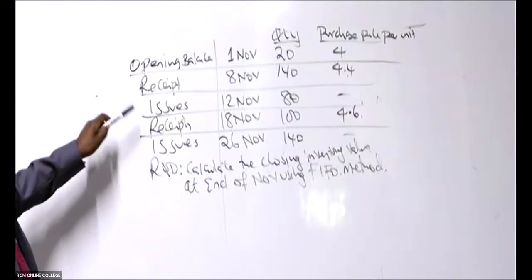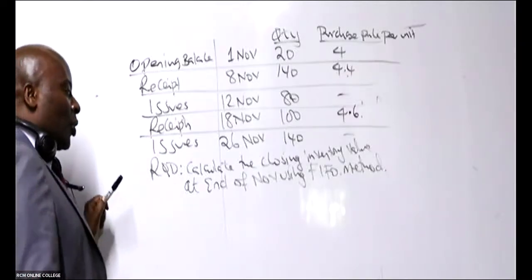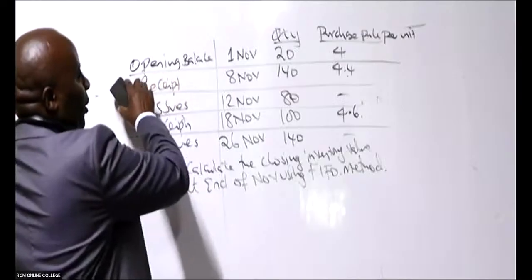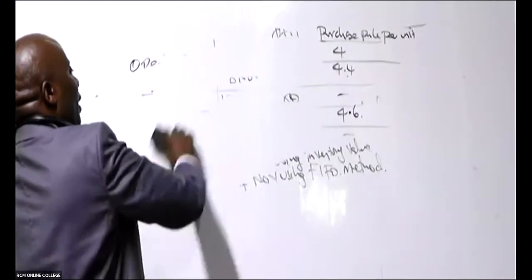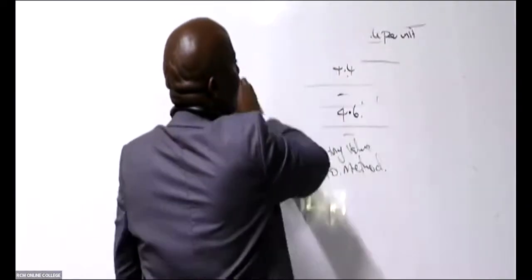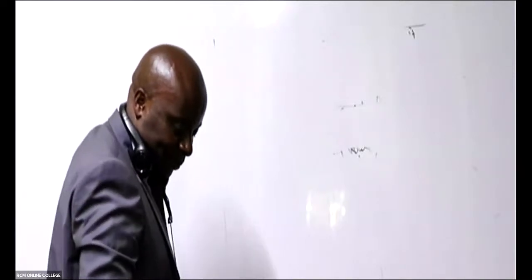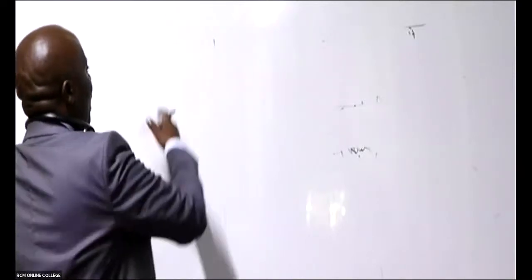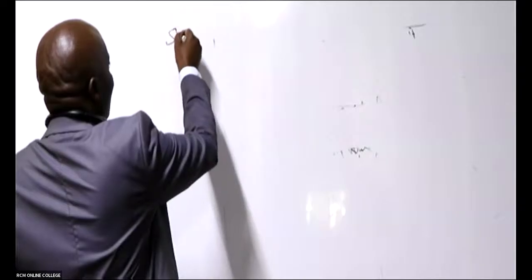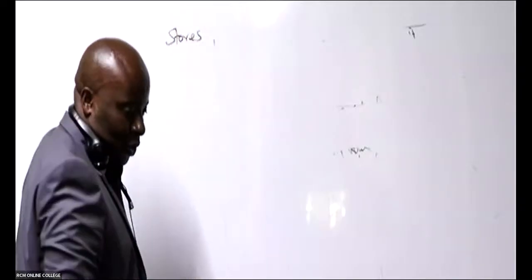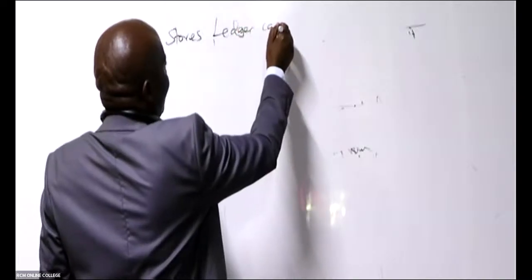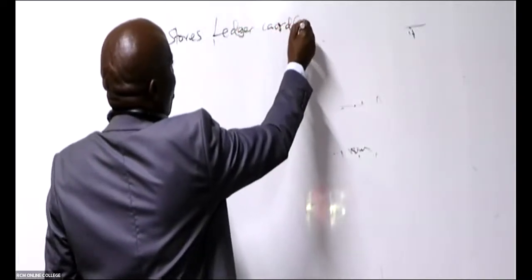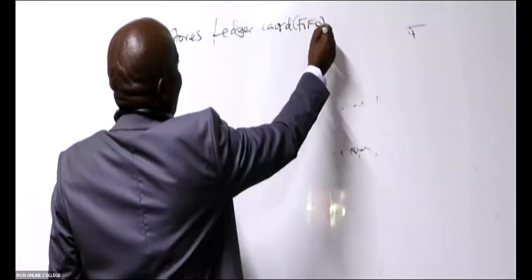If that is the case, then we write this solution: stores ledger card. So we have here stores ledger card, and we are using a method called first in, first out.